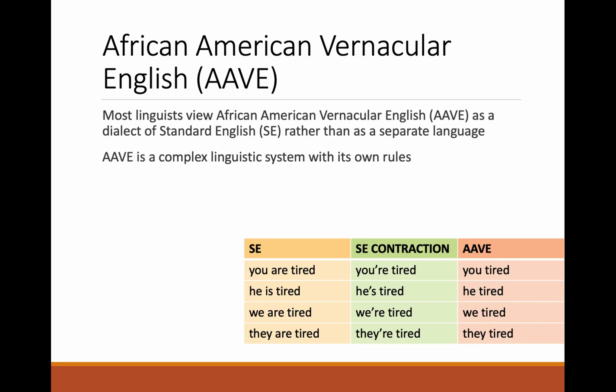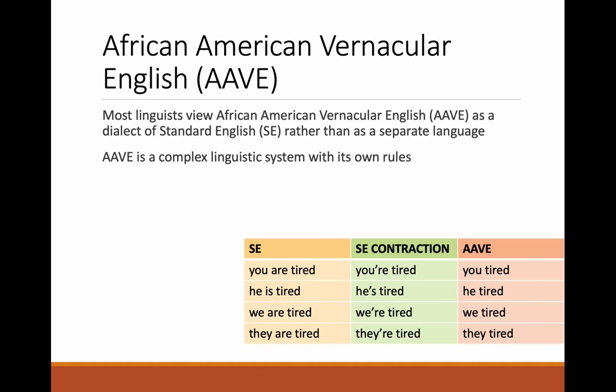Specifically, the way that we perhaps use contractions in standard English doesn't carry over to African American vernacular English. So in standard English, we might say, "You are tired." In African American vernacular English, you would simply say, "You tired." He tired. We tired. They tired.